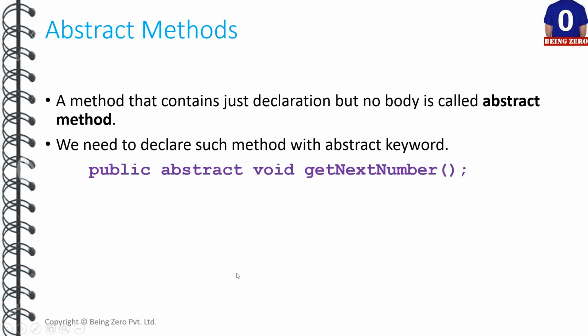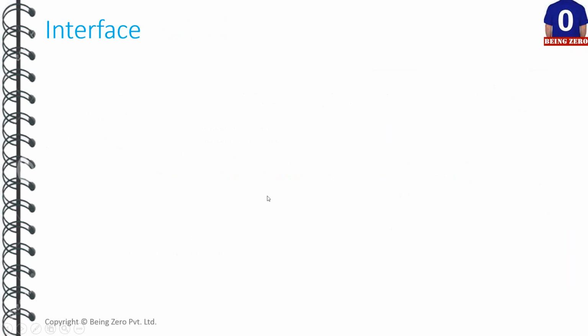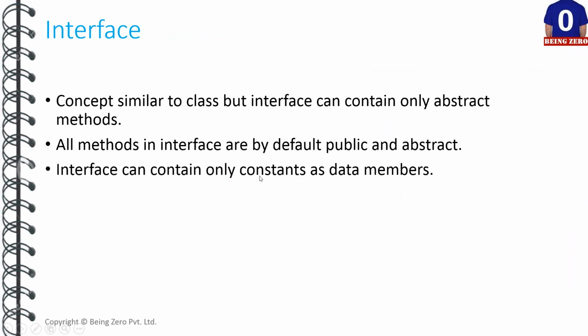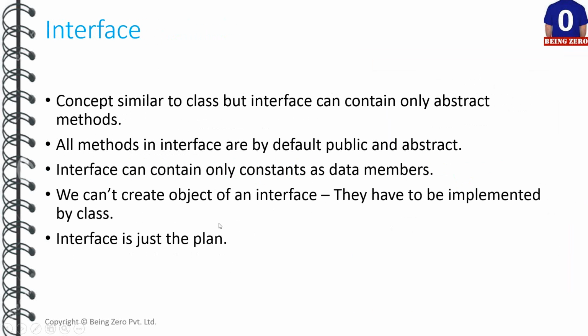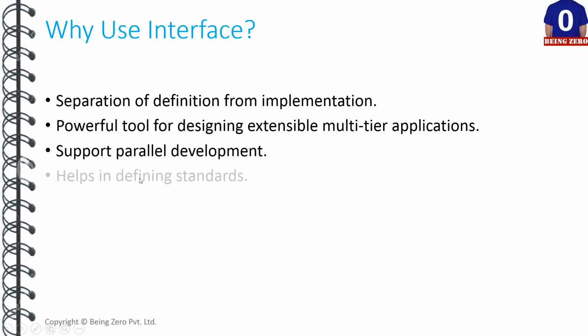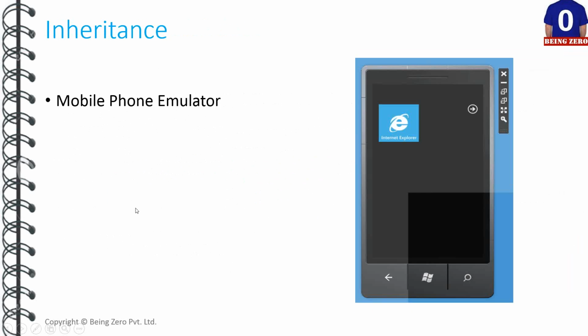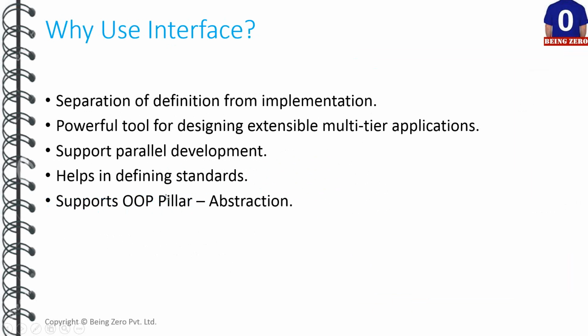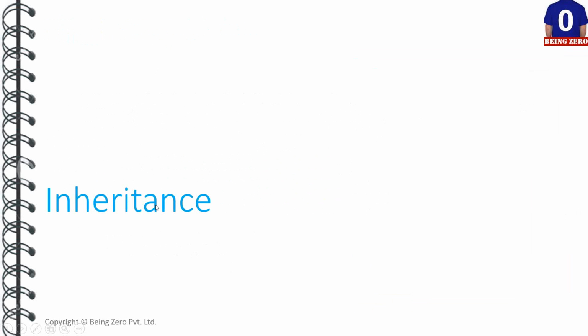Then abstract methods we talked about. A method which does not have a body will be an abstract method. Then we have the concept of interface. Again, there is some theory you can read in your free time. I'll upload this deck. Then the question comes, why use an interface? Again, some theory is there. And then we directly jump onto the concept of inheritance.